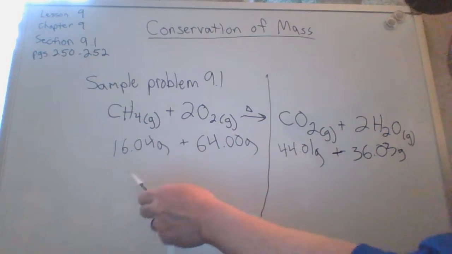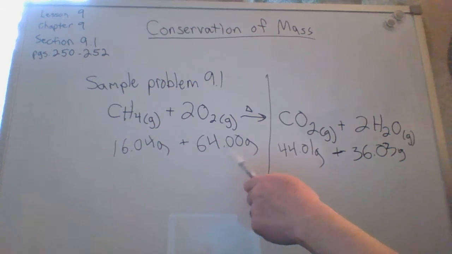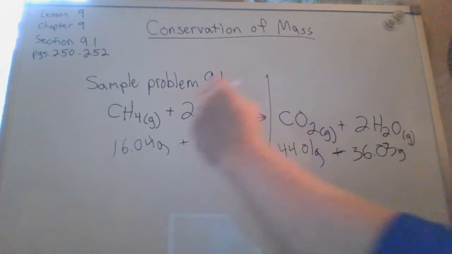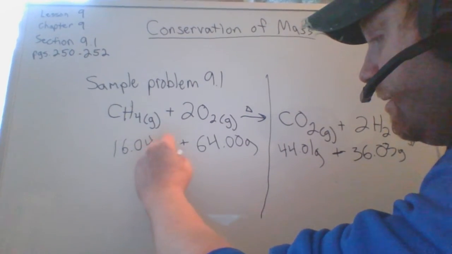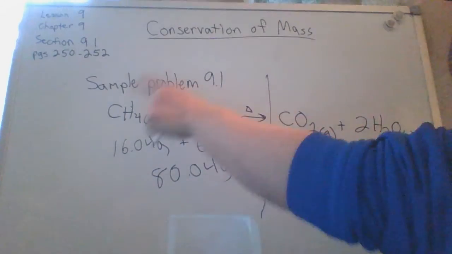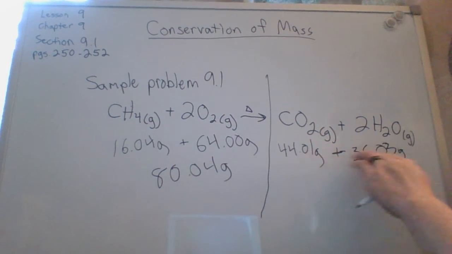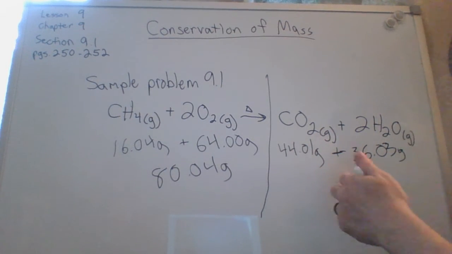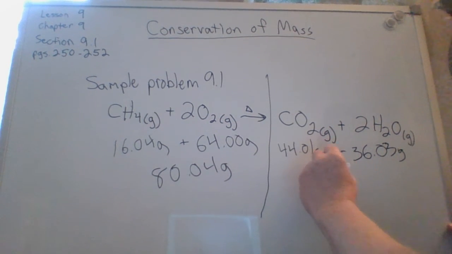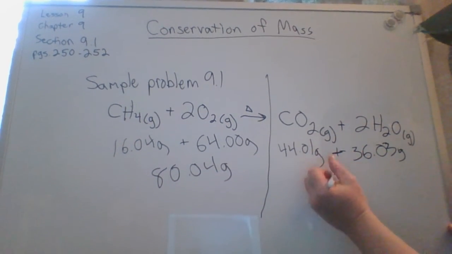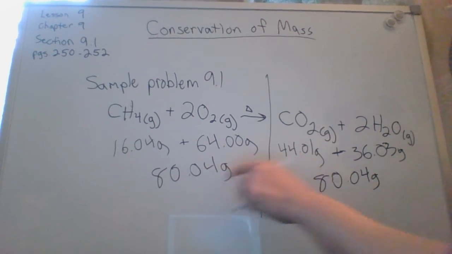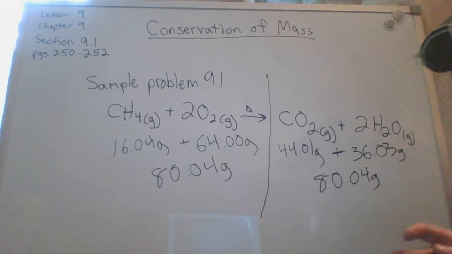If you add up 16.04 plus 64 grams, you're going to get a mass of 80.04 grams of reactants on the left side. And what happens if you add up the product side? If you do, you'll get the exact same number, 80.04 grams of products. Notice that mass is conserved.